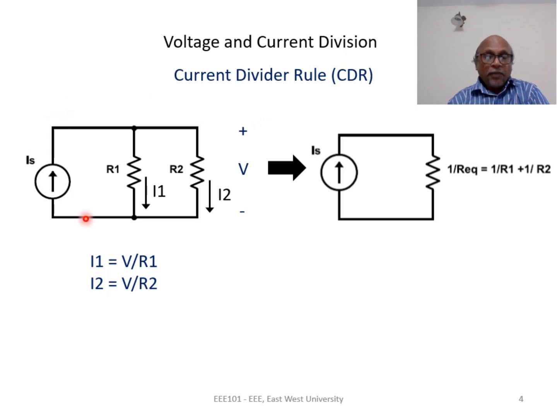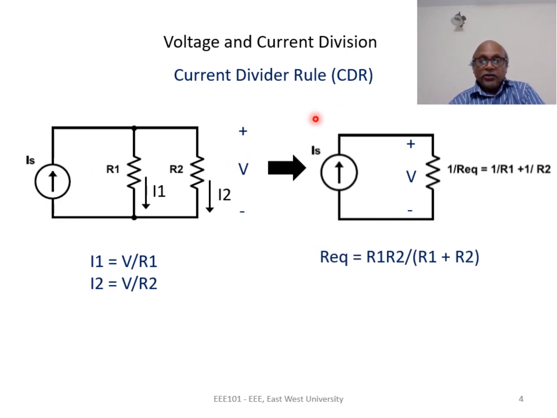Okay, we combine these parallel resistances into an equivalent resistance, and in parallel combination the voltage does not change, so V remains the same. For combining two resistances in parallel, we use this specific equation, and using Ohm's law I can say V is Is times Req, because this Is and this voltage V in the resistance satisfy passive sign convention. Okay, so V is Is Req, that gives us this equation.